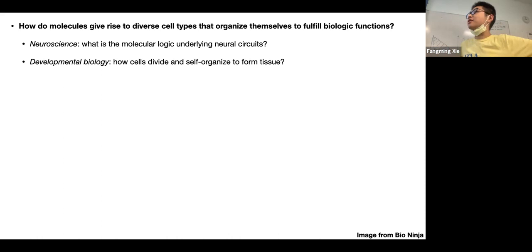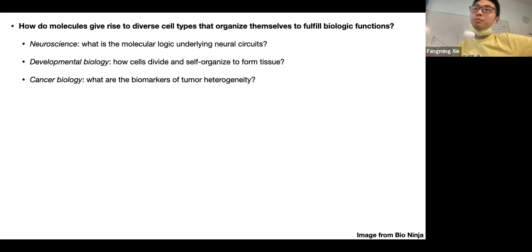What key genes or master regulators were turned on and off in different developmental trajectories? And for cancer biology, people care about diagnosis and what the biomarkers behind the tumor heterogeneity are. Tumors have their underlying molecular underpinnings, and we know tumors are different. And you can ask these questions on and on. And here are just a few examples.